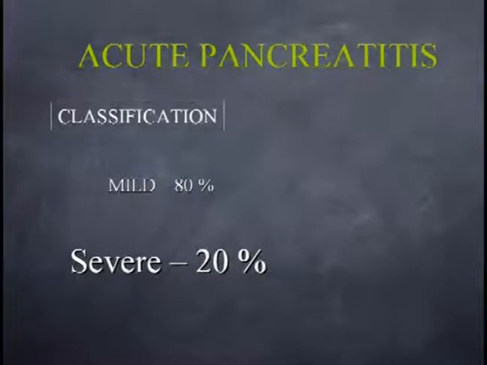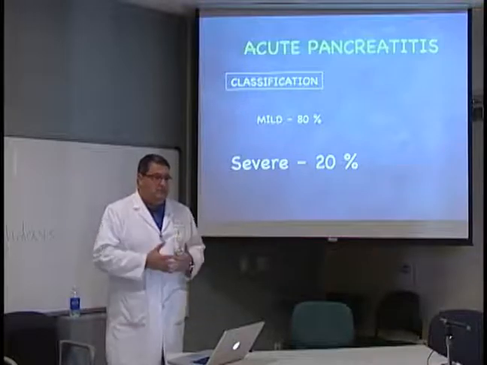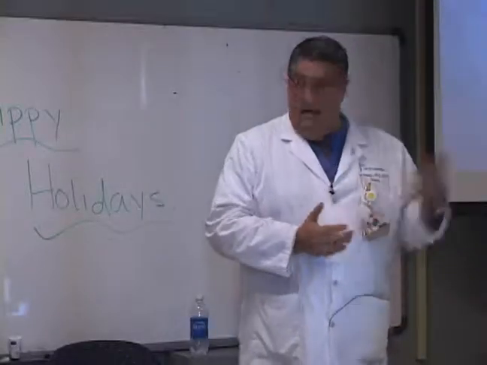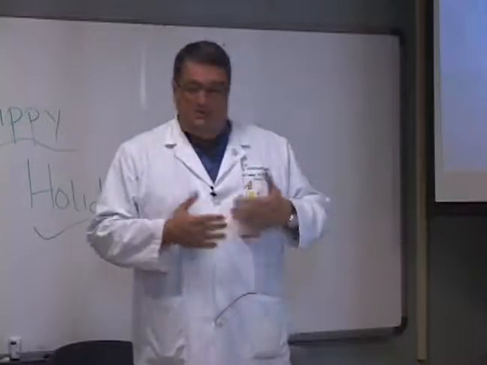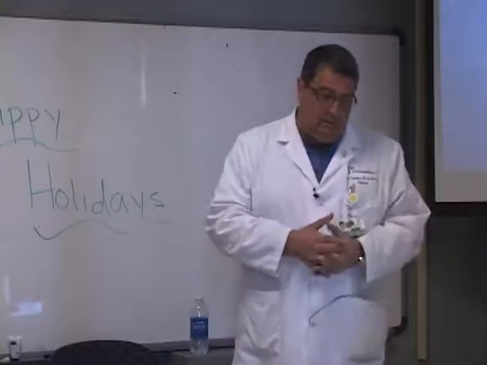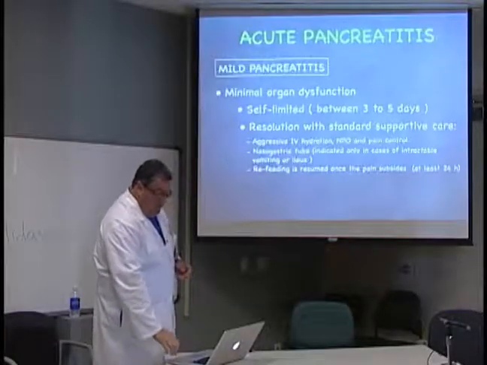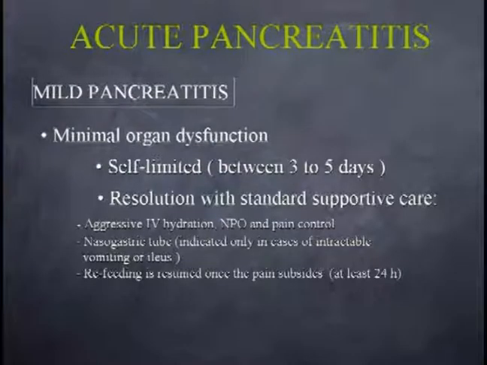So there is a classification for everything in medicine, right? So there is one for acute pancreatitis. The easiest one to memorize is mild or severe. So 80% of the cases of acute pancreatitis are mild, and 20% are severe. And we'll focus on those 20% today. But I'll give you some information about mild pancreatitis.